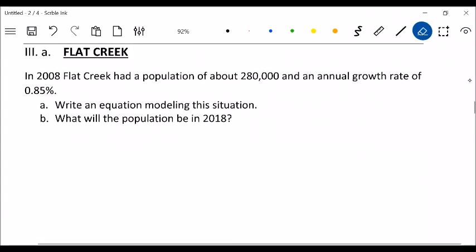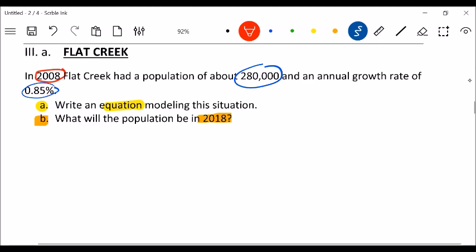So let's take a look at this problem. In 2008, Flat Creek had a population of that amount and an annual growth rate of that amount. Write an equation modeling that. So our first job is to write an equation, and then our second job is to find out what the population will be in 2018. And 2008 was the beginning. So what information we have are two different things here. In 2008, we had the amount of 280,000 people there.